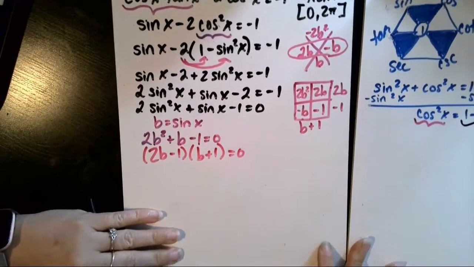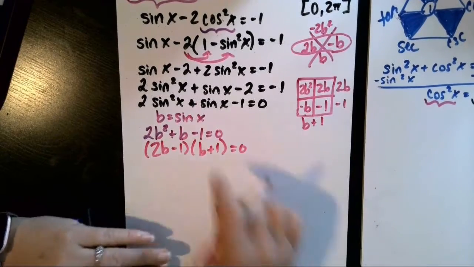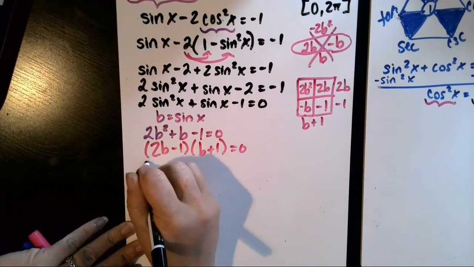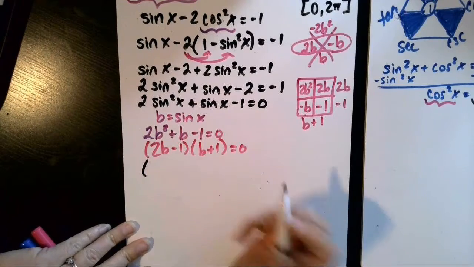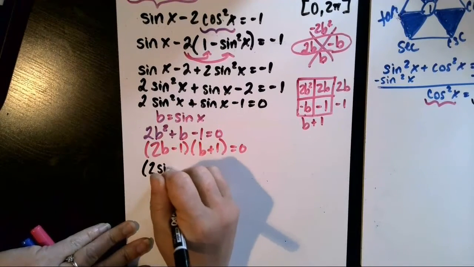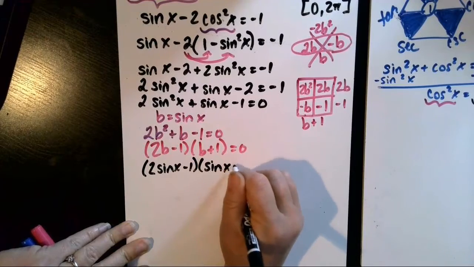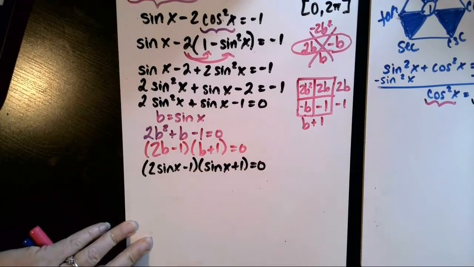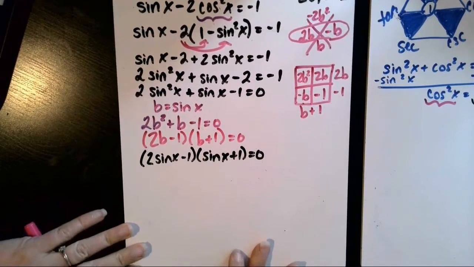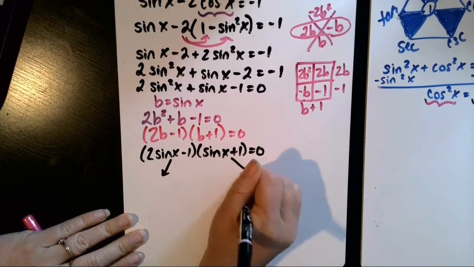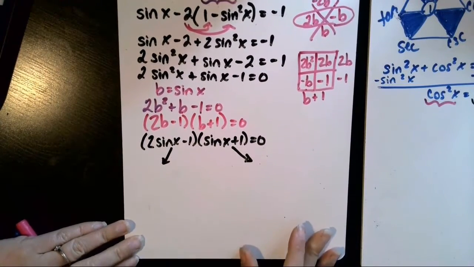So we used that substitution of the b just to make this easier to factor. Now let's go ahead and put it back. So since b is equal to sine of x, this is 2 sine of x minus 1 times the quantity sine of x plus 1 equals 0. Now we can apply the zero product property. So each of these will be its own problem.